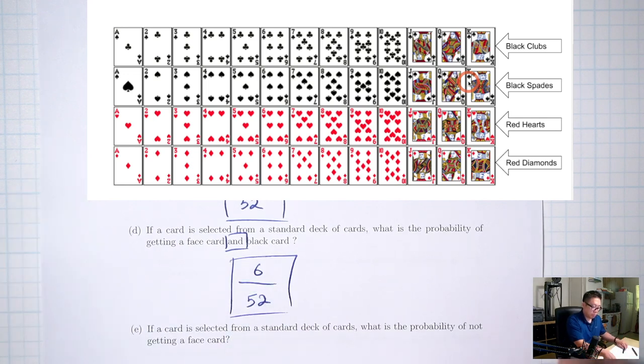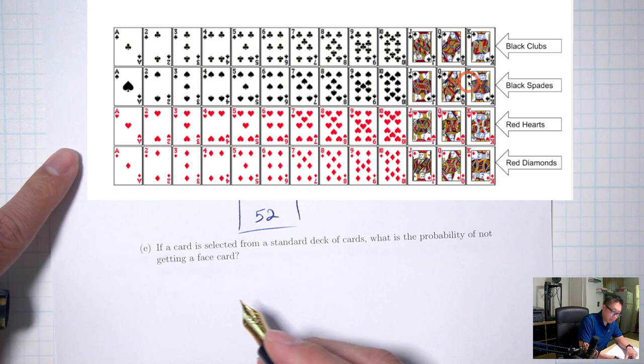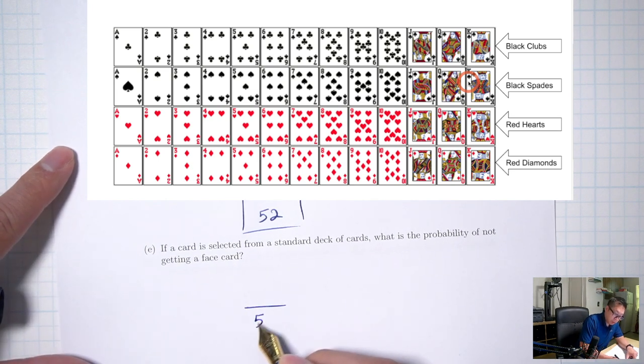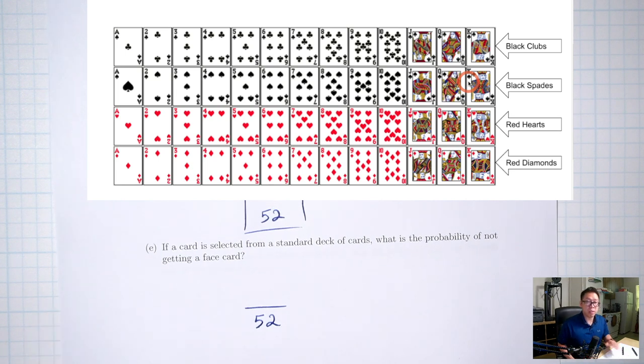Part E. If a card is selected from a standard deck of cards, what's the probability of not getting a face card? Bottom is going to be 52 as usual. Okay. Not face cards. So how many not face cards? Not face cards would be 1 through 10, 1 through 10, 1 through 10, 1 through 10. So 1 through 10 on all the rows. So 1 through 10 times 4, 40.